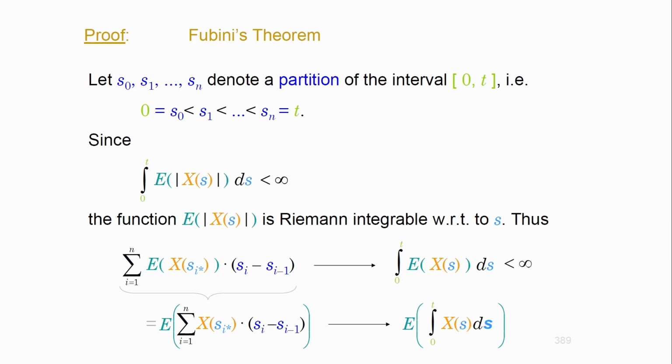Now, if two sequences are equal and both are convergent, then the limits must be equal. So this expression must be equal to that. Otherwise, it would not work. And that is basically what Fubini's theorem says. Relatively simple, actually, when looking at it from the intuition.